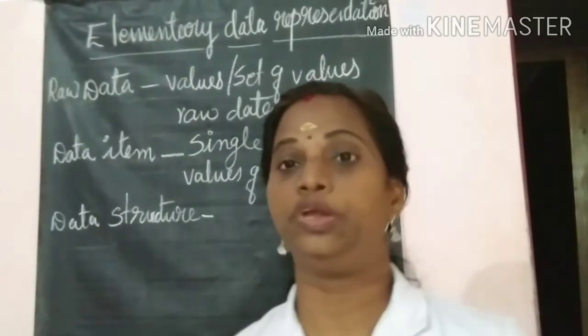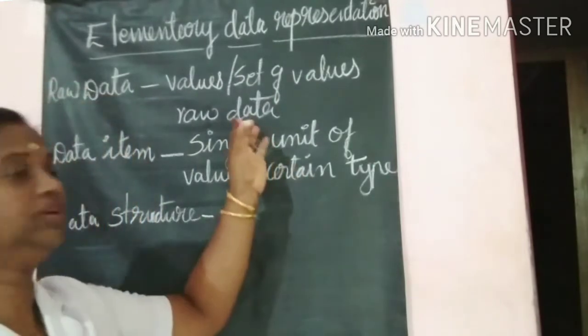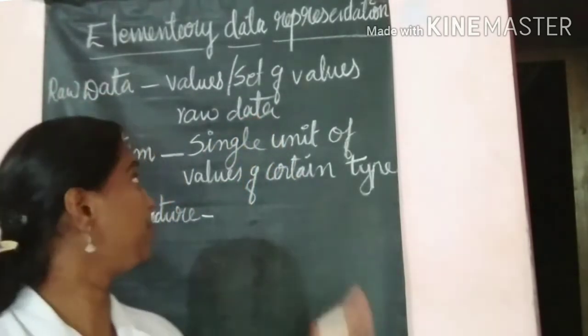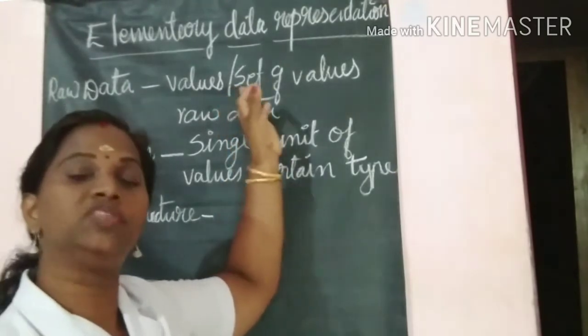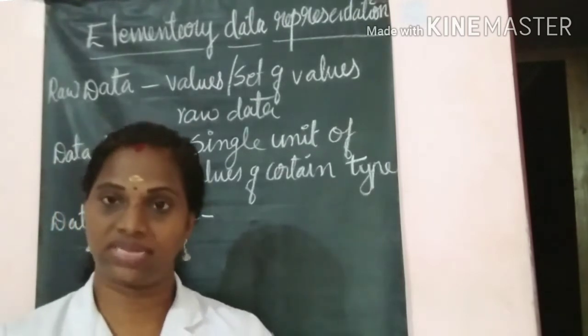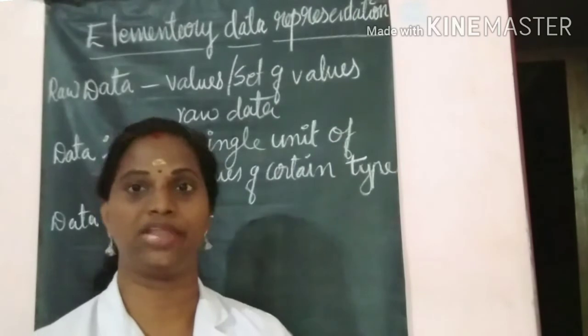So first one, raw data. Raw data are raw facts. It may be simple values or a set of values. Clear? Raw data are simple values or a set of values.